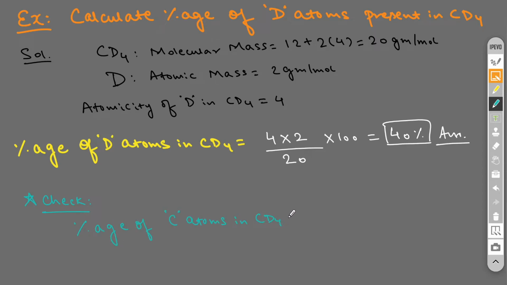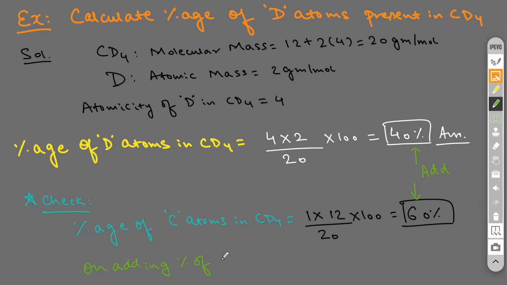We'll calculate percentage of C atoms in CD4, which is equal to atomicity 1 multiplied by atomic mass 12, divided by molecular mass of compound 20, multiplied by 100. It came out to be 60%. Now, on adding percentage of D and percentage of C in CD4, it is 40% plus 60%. Summation is 100%, means our answer is correct, right?